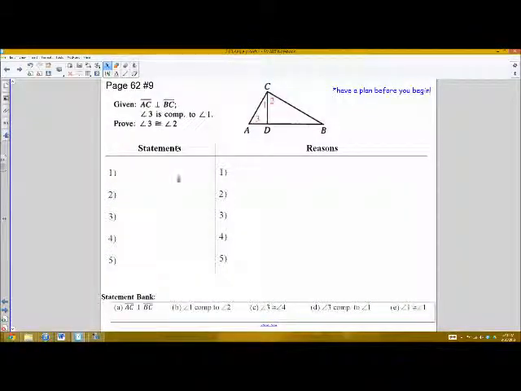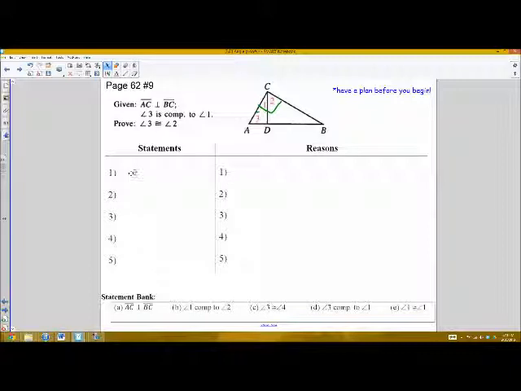Before I begin figuring out which statement goes where, I'm going to label my given information in my diagram. I know that AC is perpendicular to BC. Here is segment AC, here's segment BC, and these 2 are perpendicular. That means angle 1 and angle 2 add up to 90 degrees, which makes angle 1 and angle 2 complements of each other. If angle 1 and angle 2 are complements, and angle 3 is also complementary to angle 1, then since angle 1 is the same as itself, angle 3 would have to be the same as angle 2. So that's my plan, and now I'm going to write that up more formally in my proof.